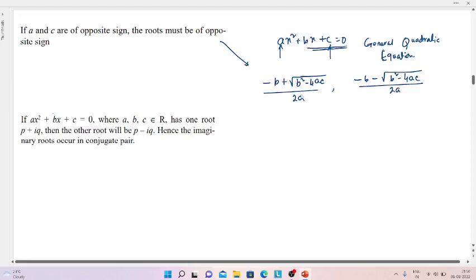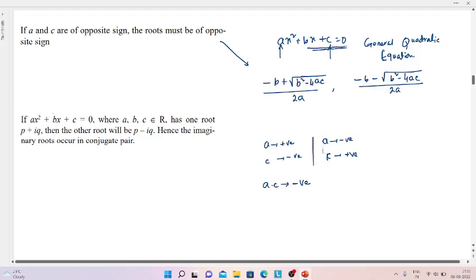So what it's trying to say is that a and c are of opposite sign. That means if a is positive, then c is negative. If a is negative, then what will be the case of c? It will be positive. So if we multiply a times c, can you tell me the sign of a times c? Positive times negative will be negative.